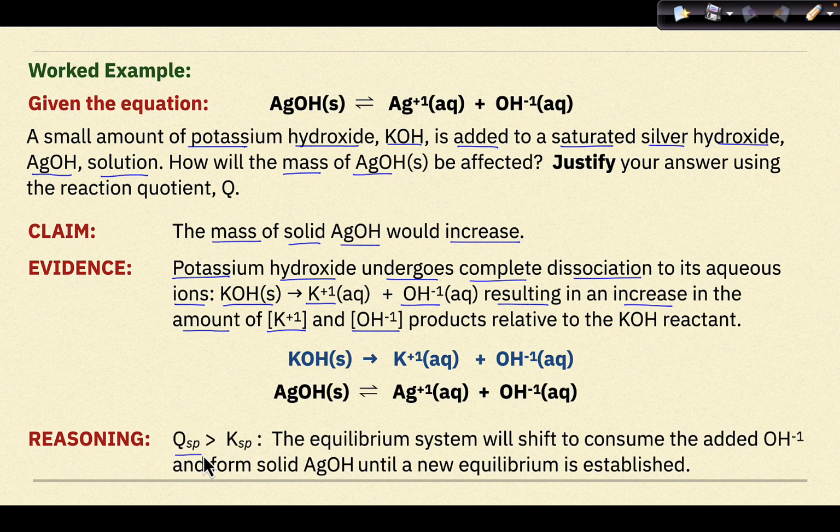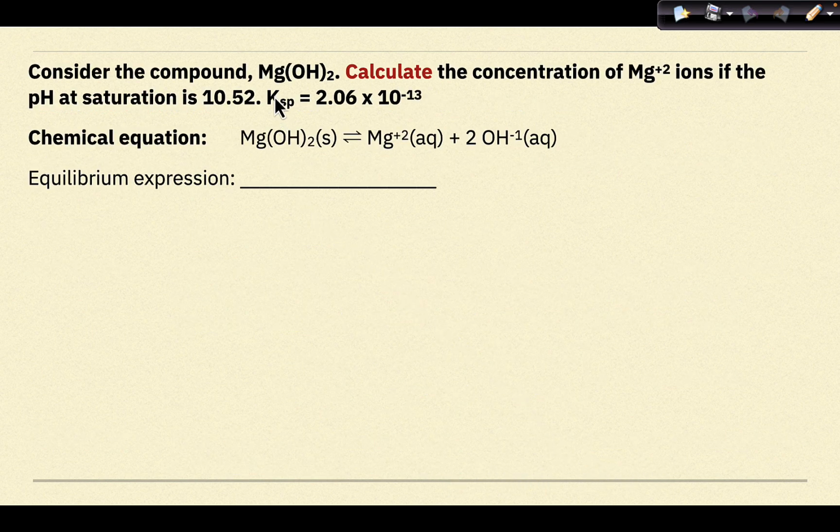Reasoning. Qsp is greater than Ksp. The equilibrium system will shift to consume the added hydroxide ions and form solid AgOH until a new equilibrium is established. Consider the compound Mg(OH)2.